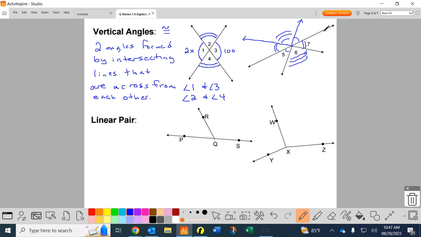Are any of those numbered? Not the ones across from them. So actually in that picture, how many are vertical? None. There are no verticals in there. None of those are vertical to each other. They have to be directly across from each other, guys.